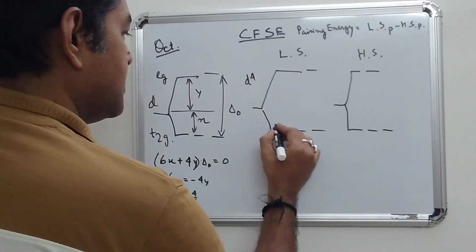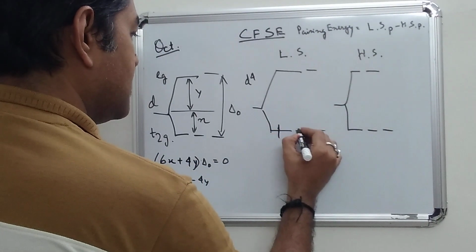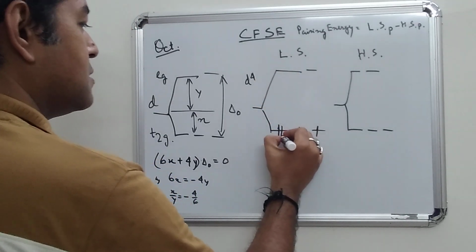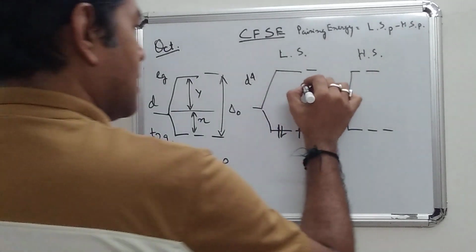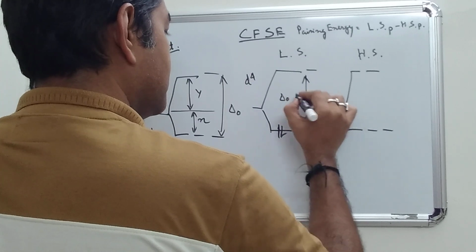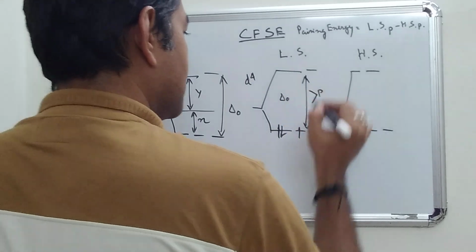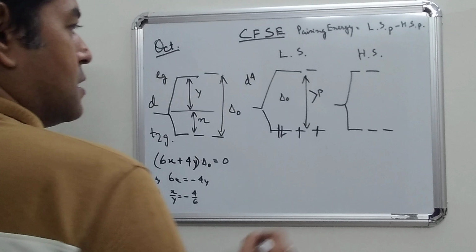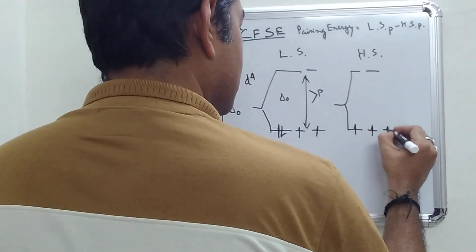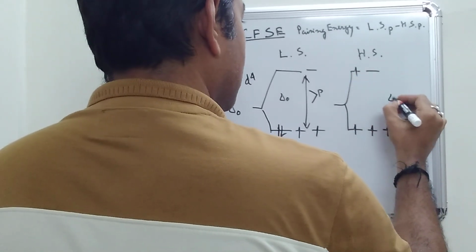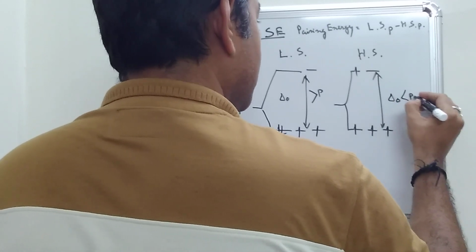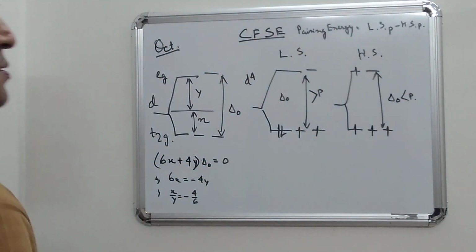For the low spin complex, what happens? 4 electrons will be distributed like this way, making a pair, as delta 0 is very high compared to the pairing energy. And what happens in the high spin complex? The electrons will be distributed like this, where delta 0 will be less than P.